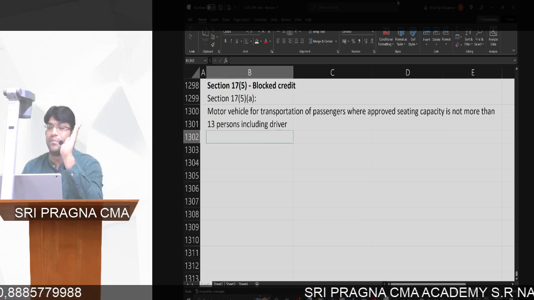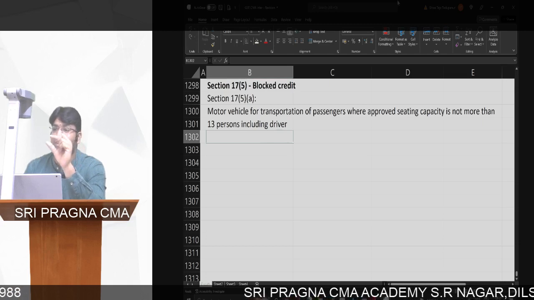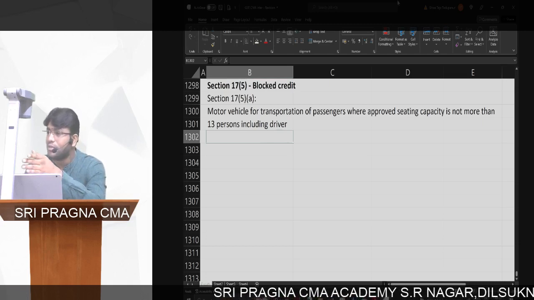When you buy a vehicle, you get something called RC, registration certificate. On that it is written, light motor vehicle, goods vehicle, written, no.